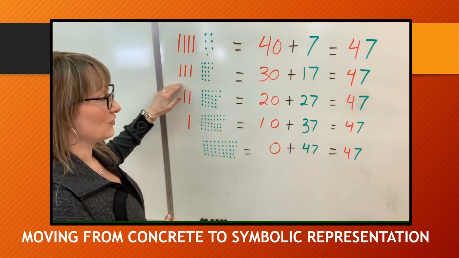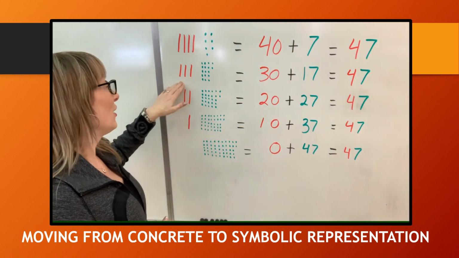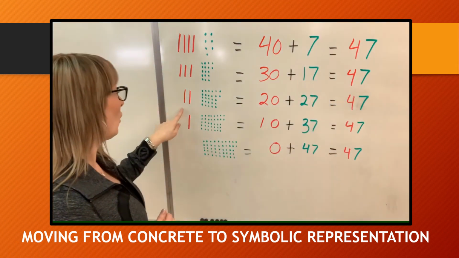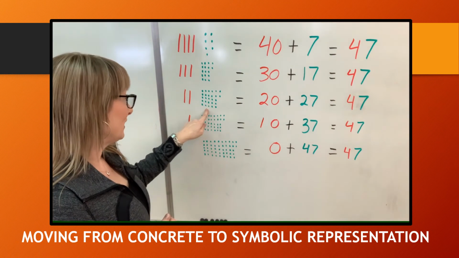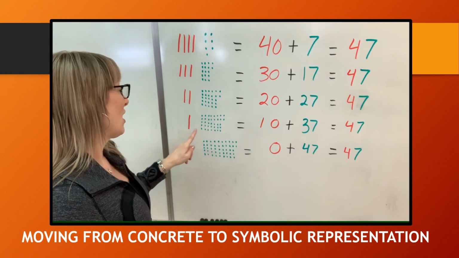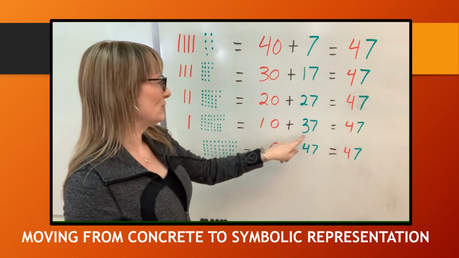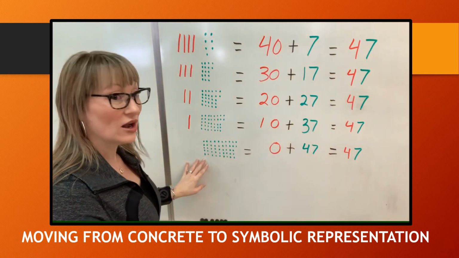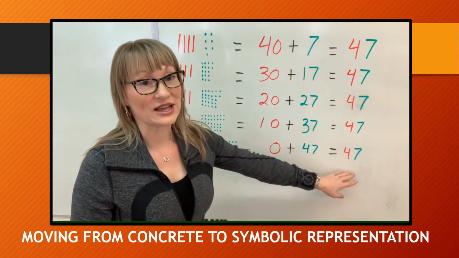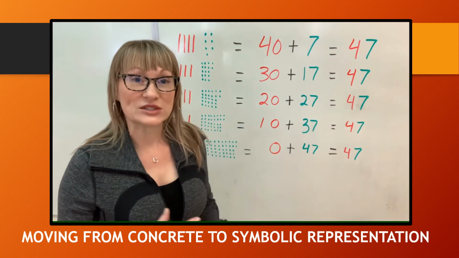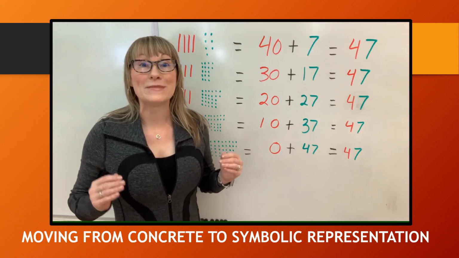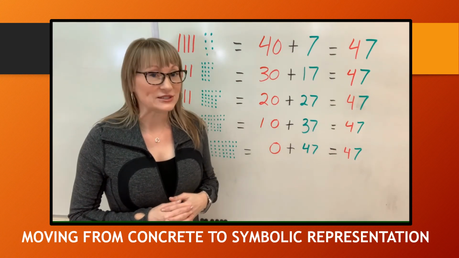So looking at it a number of different ways, 47 can be represented with 3 10s, 17 ones, so 30 plus 17 is 47. Or 2 10s, 27 ones, 20 plus 27 is 47. Or 1 10, 37 ones, 10 plus 37 is 47. Or no 10s, all ones. So we're going to have 0 plus 47 is 47. So it's interesting for them to play around with that same number and realize the same number can be written many, many different ways, but it still is the same number.